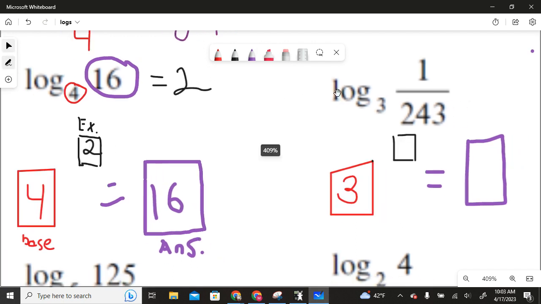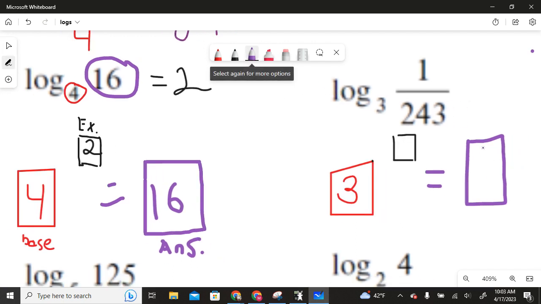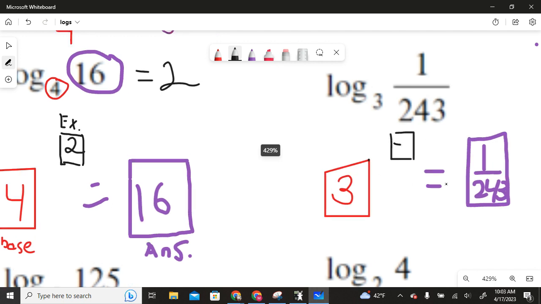All right, 1 over 243. All right, two things that we know with our power. When we're going from a whole number to a fraction, we know that there's going to be a negative up here, okay? Next, we're looking for 3 to what power can get you to 243. Do you guys happen to remember that? You said 5? Yep, that would be it. So the answer to this log is -5.